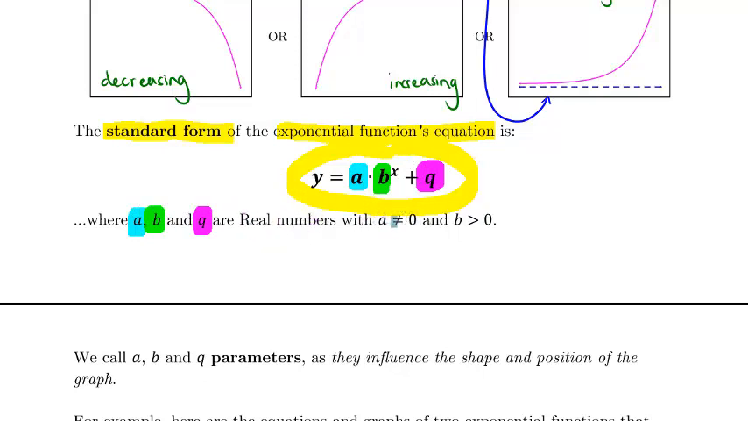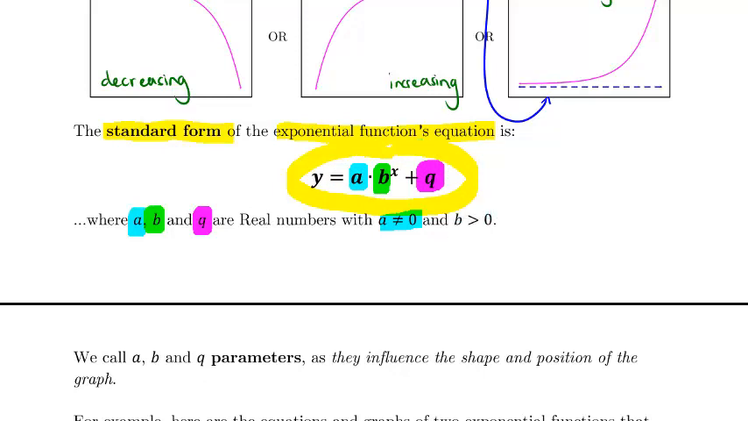In an exponential function, a, b, and q will all be real numbers, but there are some restrictions. Here's a restriction for a. a is not allowed to equal naught, because that would make for a very boring function, guys. It wouldn't actually be an exponential function anymore, because think about it. If this equaled naught, then naught times b to the x would just be naught. So suddenly we'd be left with y is equal to q, which is just a horizontal line. That's not an exponential function.